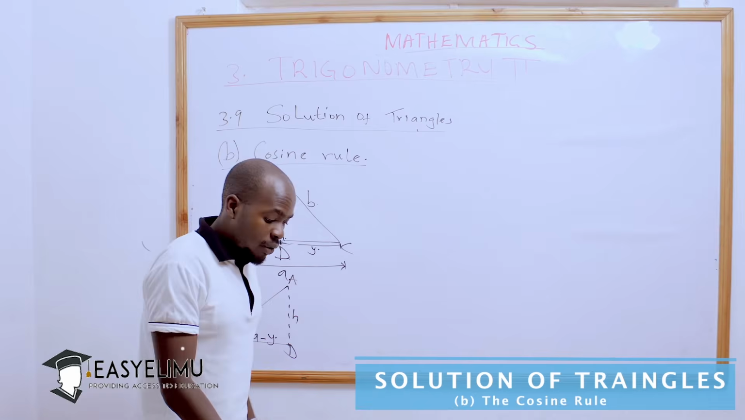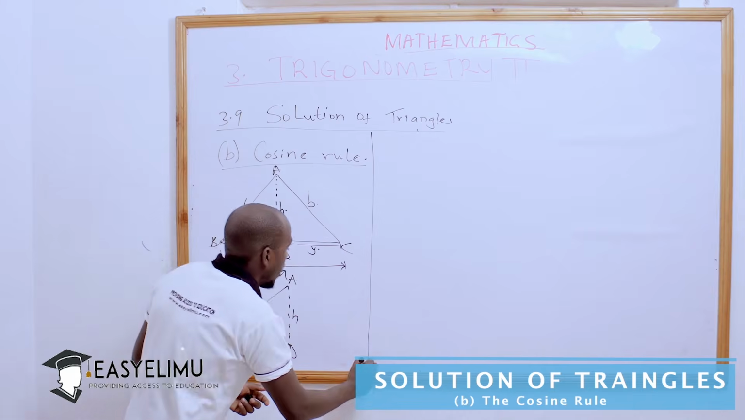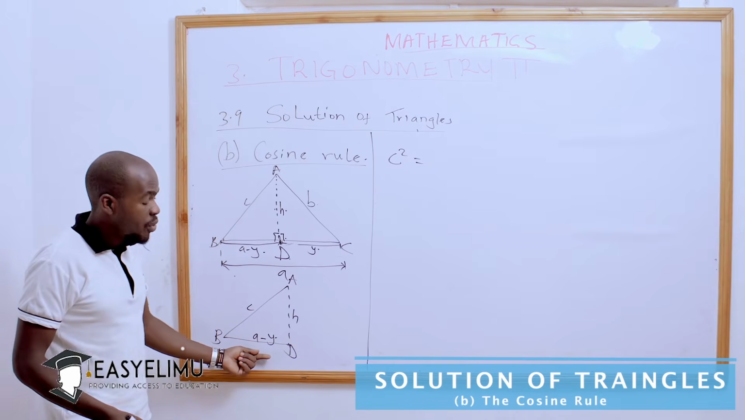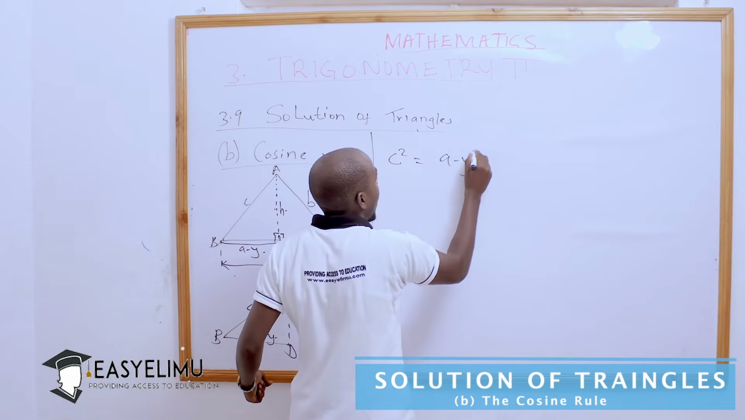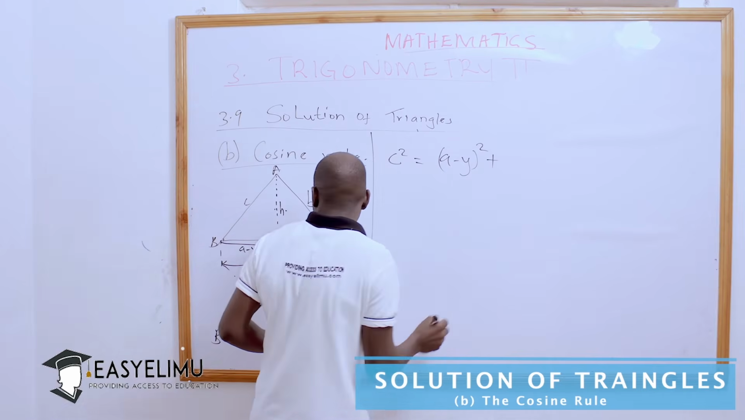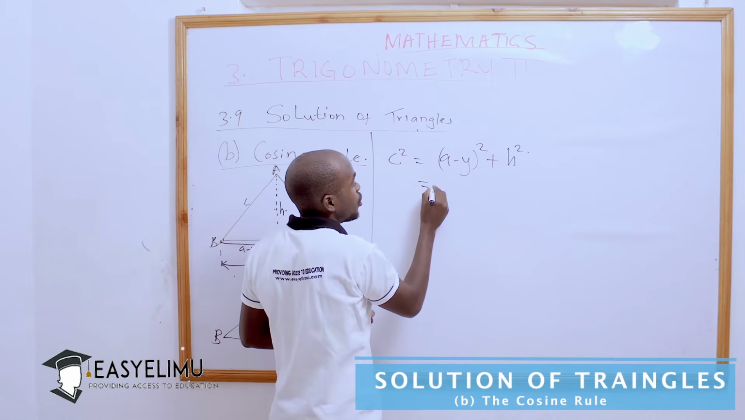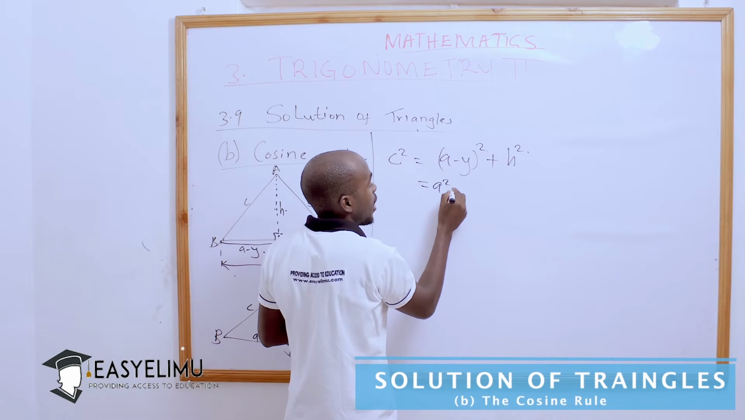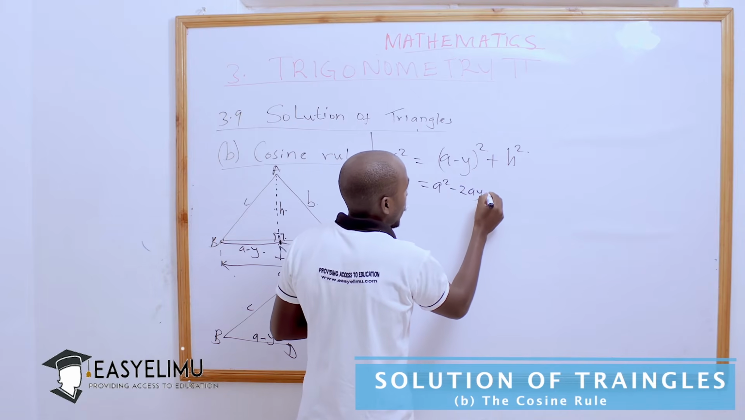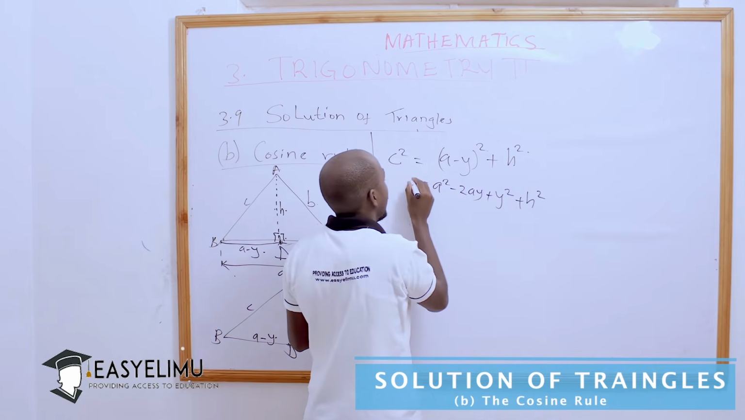So from there, I want to use Pythagoras theorem to find out what is the value of C. If I do that way, I'm going to have that C squared is equal to A minus Y as the side of this part, then I square it, then plus the height squared. So on doing that, if I square this one, I'm going to get A squared. If I expand the bracket, I'm going to find minus 2ay plus y squared plus h squared. This is my c squared.